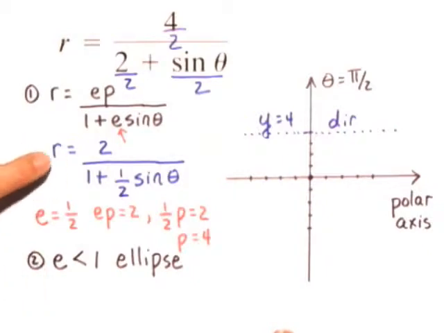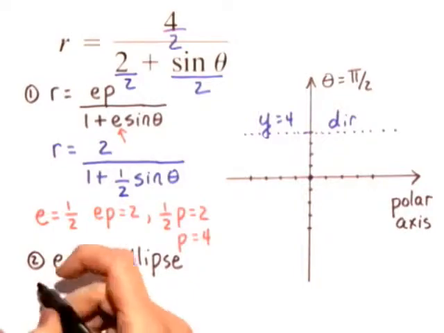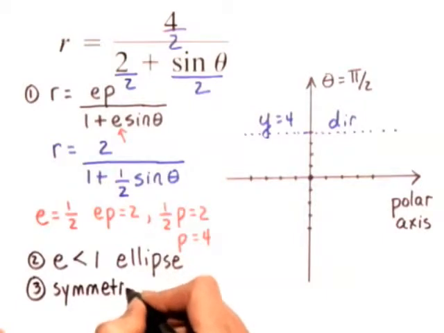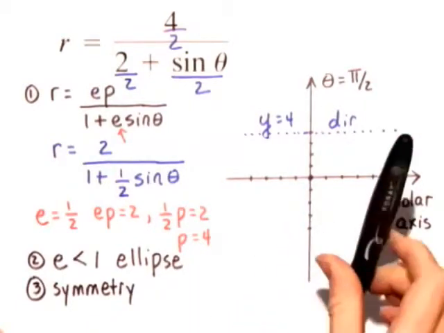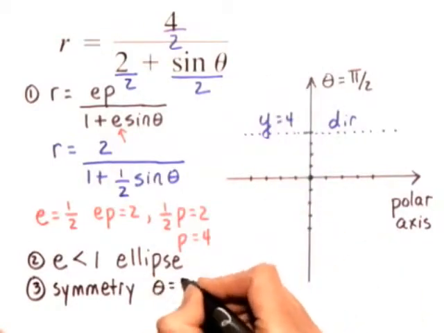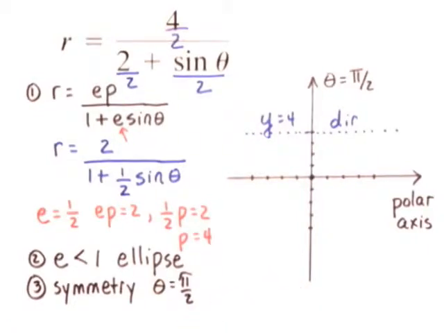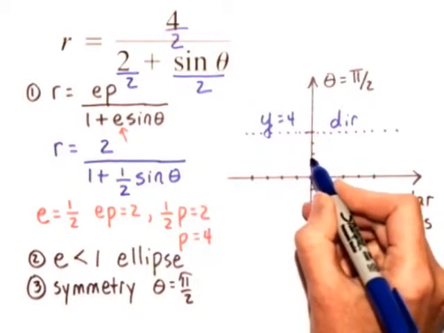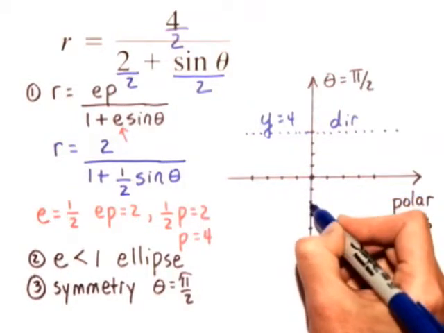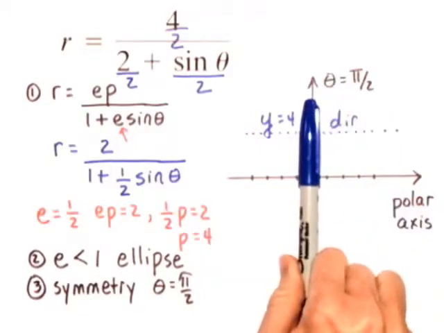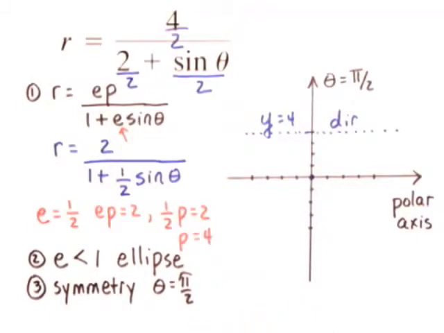We know, based on our standard form, the 1 plus 1/2 sine theta, because of sine theta, we're going to have symmetry. In this case, the symmetry will be with respect to the line theta equals pi over 2. And we know that we can simply choose the value of theta equal to pi or theta equal to 3 pi over 2, and we'll find out where the ellipse is along its major axis, which is the y-axis, or the line theta equals pi over 2.